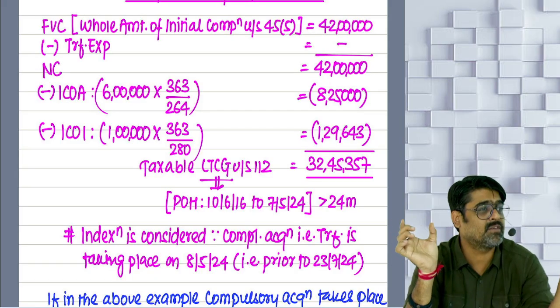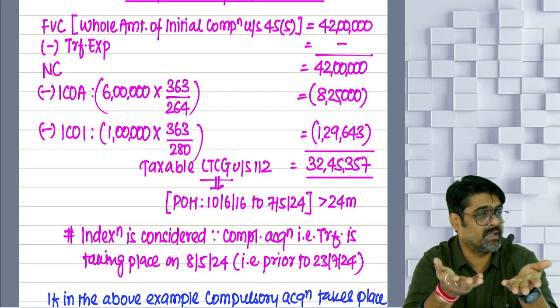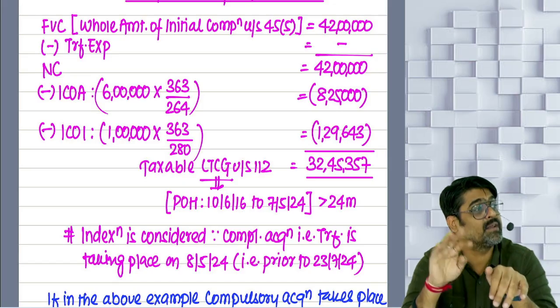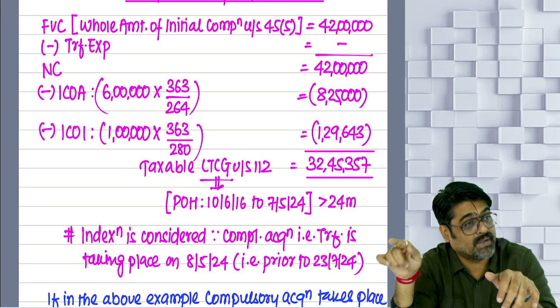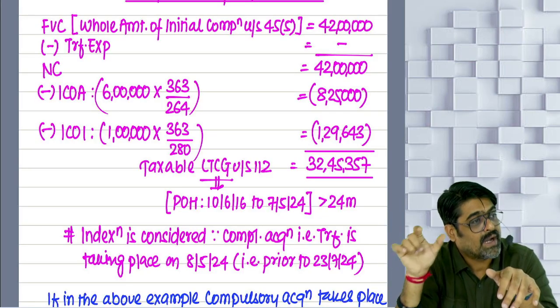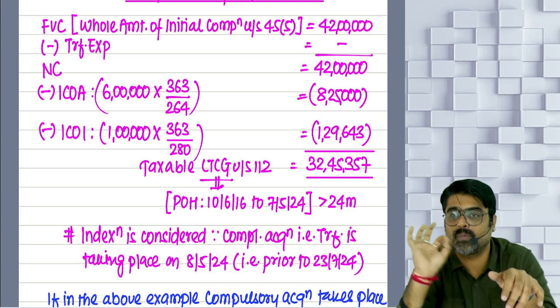55 minus 42 is an additional 13 lakhs. That 13 lakh will be taxable in the year 28-29, because in that year the final judgment is declared. Yes or no? And from the 13 lakh, cost of acquisition and cost of improvement are nil.